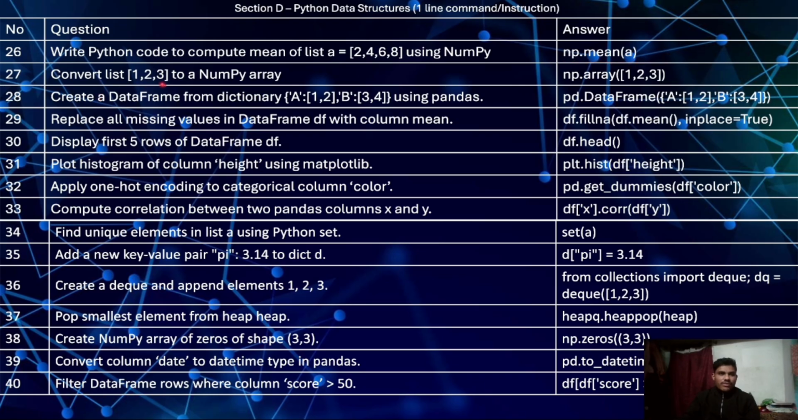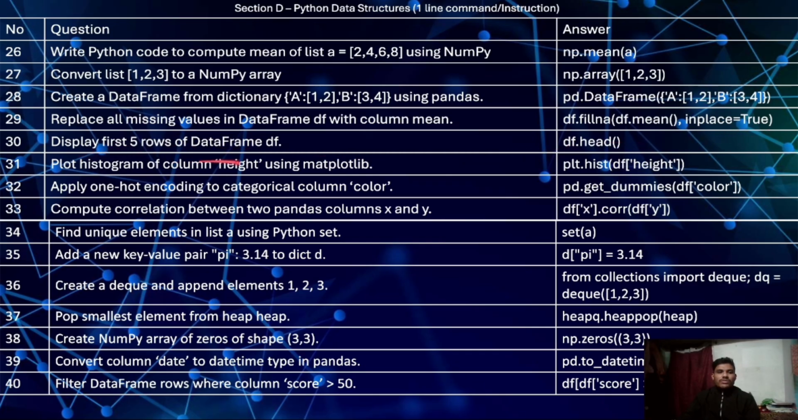Now convert list 1, 2, 3 to a numpy array. So we have the command np.array([1, 2, 3]). Now create a data frame from dictionary a: 1, 2 and b: 3, 4 using pandas. So here we have the command pd.DataFrame with a: 1, 2 and b: 3, 4. Now replace all missing values in data frame df with the column mean. So df.fillna(df.mean(), inplace=True).